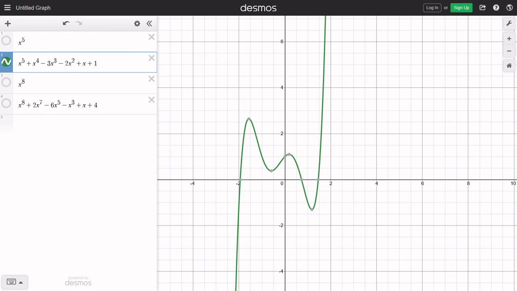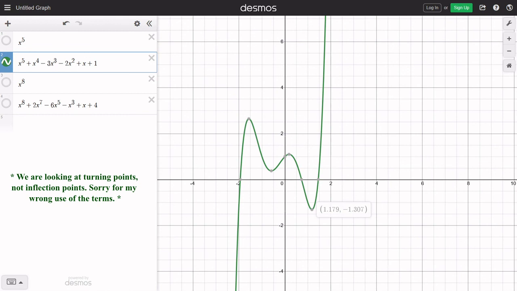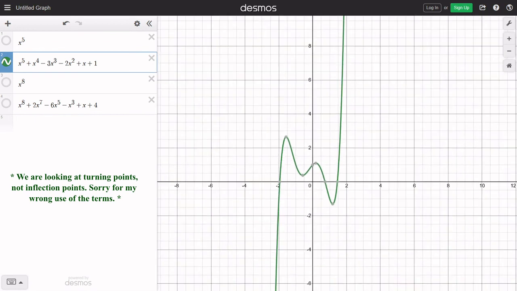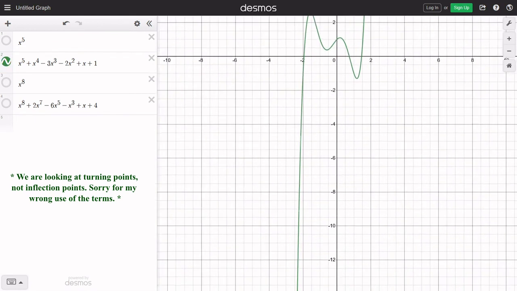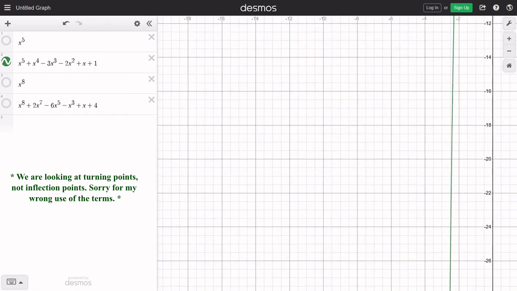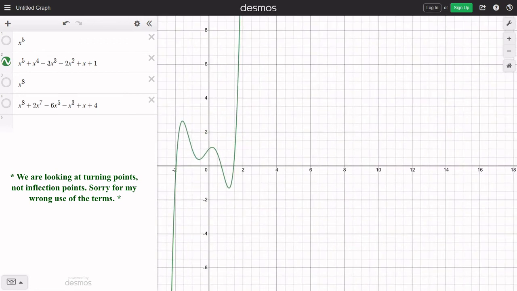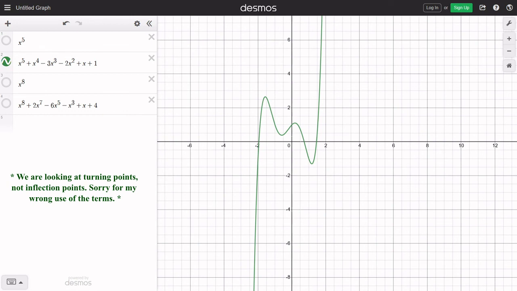So there are 1, 2, 3, 4 turning points. There can't be any more than that. Once you have 4, because 5 minus 1 is 4, that's the most turning points you can have. And that's because the end behavior has to go down as we go to the left and up as we go to the right. If there was another turning point, it would in fact go down and down on both sides. So you have at most n-1 turning points.